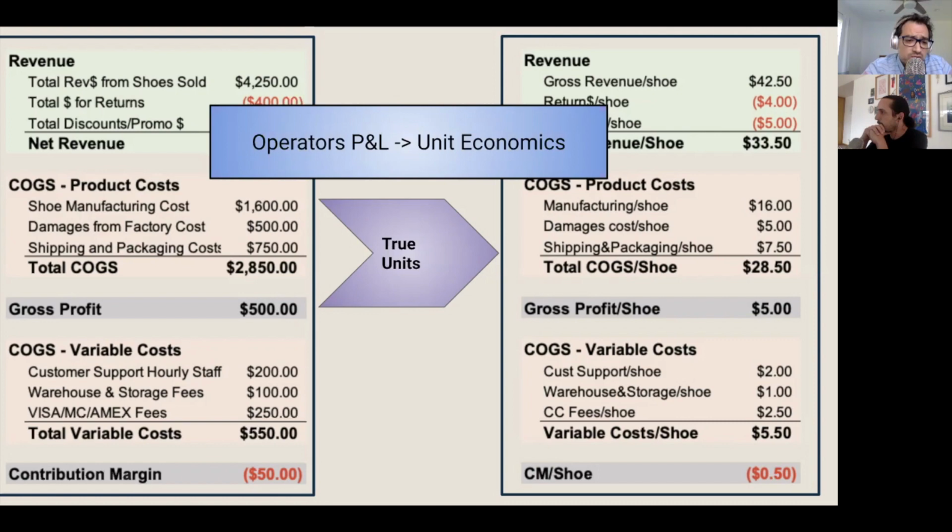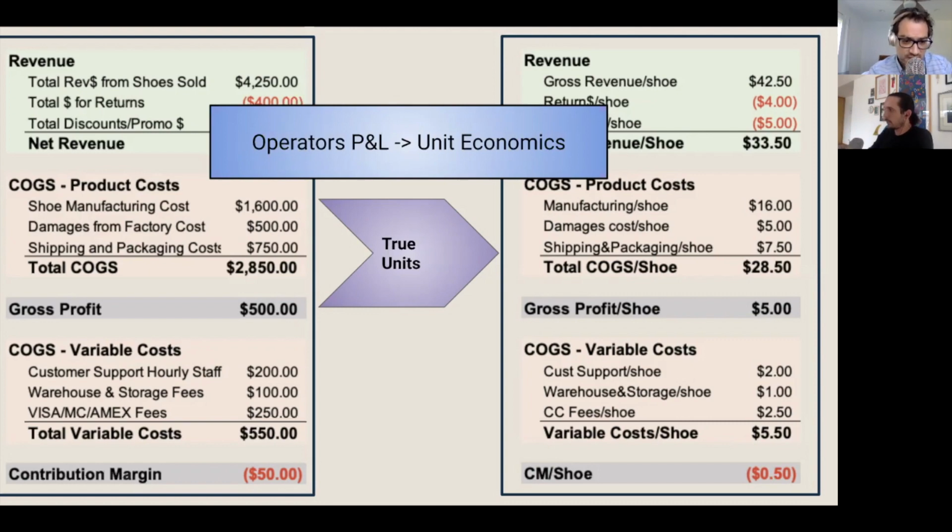Because let's assume that they have their customer service staff, but the reality is they're at half capacity, so they could handle twice as many emails or phone calls or whatever, right? So that means if this company doubles its volume, automatically that customer support per shoe goes down to $1, and now they're making 50 cents a shoe, right? So some things will resolve themselves automatically with scale, but some things won't.